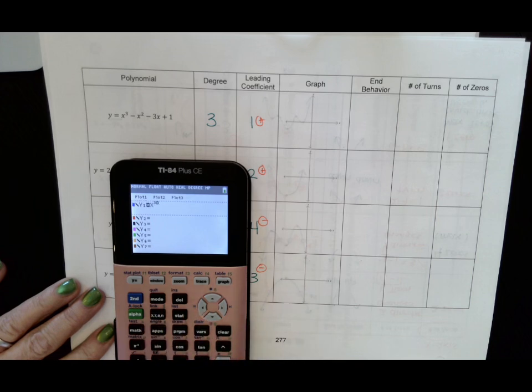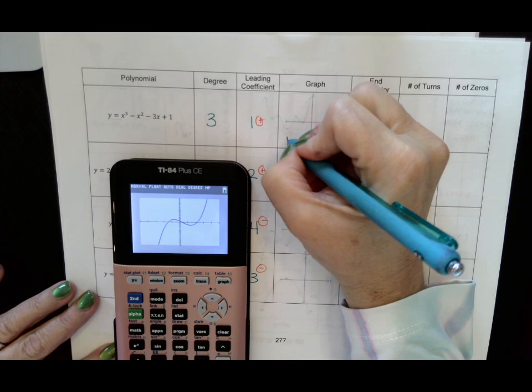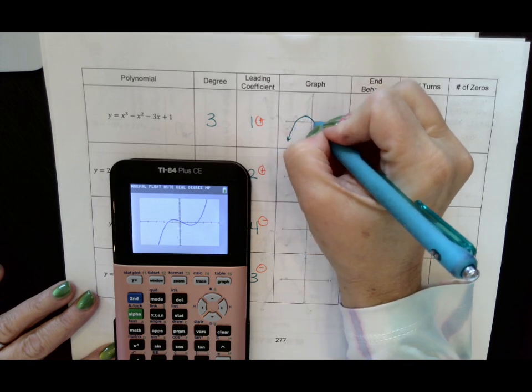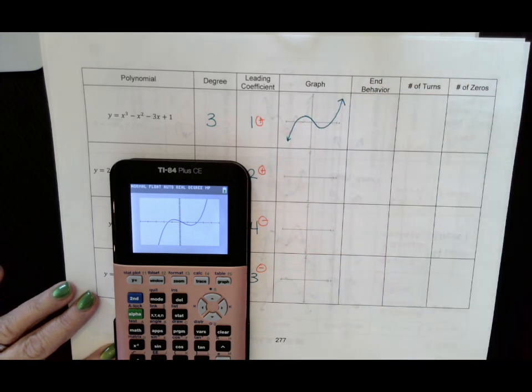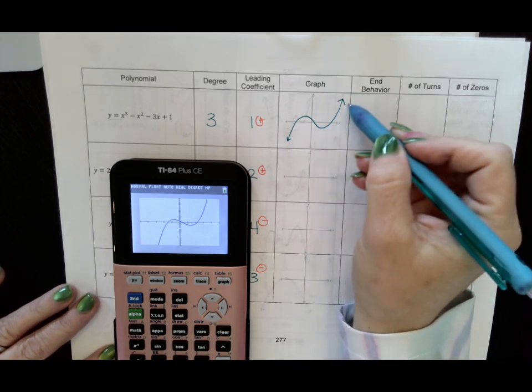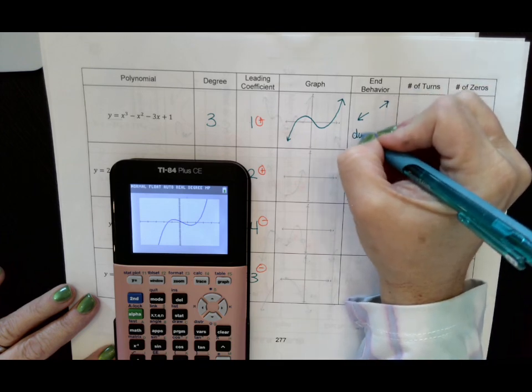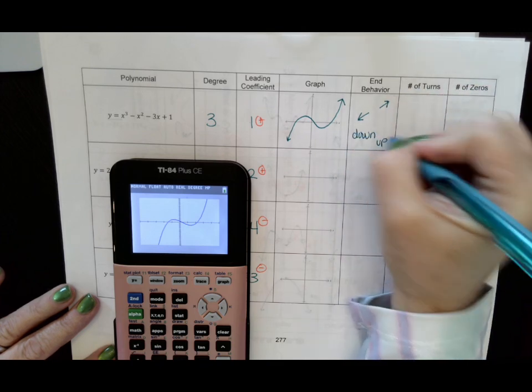Let's see, x cubed minus x squared minus 3x plus 1. I'm going to keep the same window, and that's my graph. So here's what I have. I start here, I cross, I cross, I cross, and my graph looks like this. Okay, so my end behavior now, these are not going the same direction. So I have one that goes down and one that goes up. So we would say down, up.